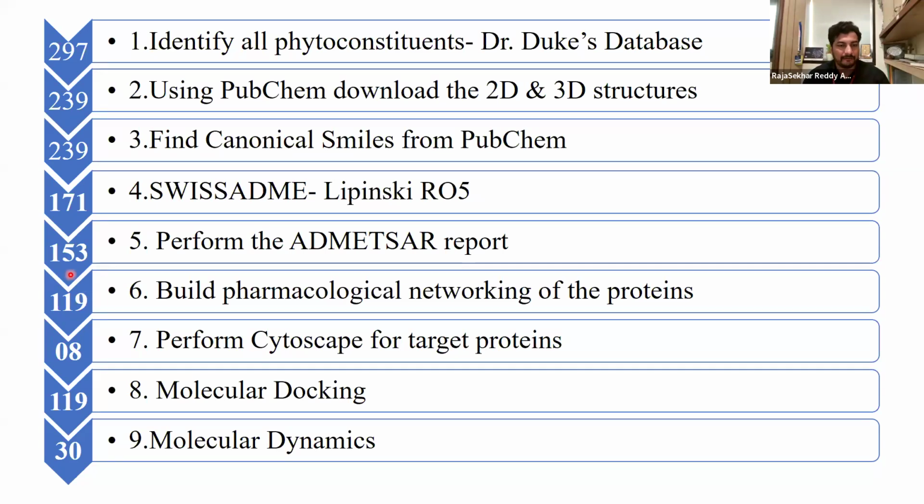30-plus structures don't have a proper valid target reported in the literature in any database. So we built network pharmacology for only 119 structures, and we removed 30 structures there. And out of the 119 structures' predicted targets, we shortlisted 8 targets.